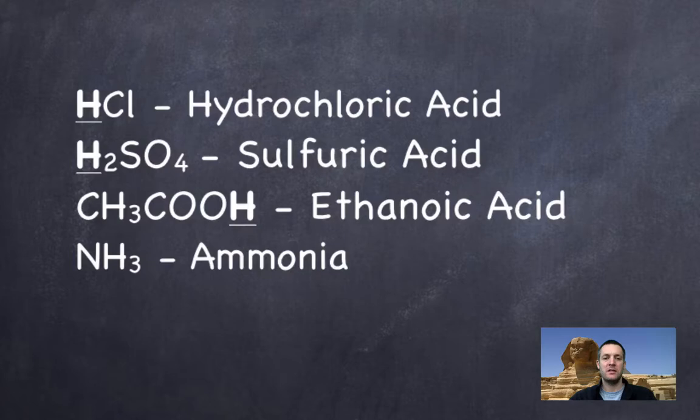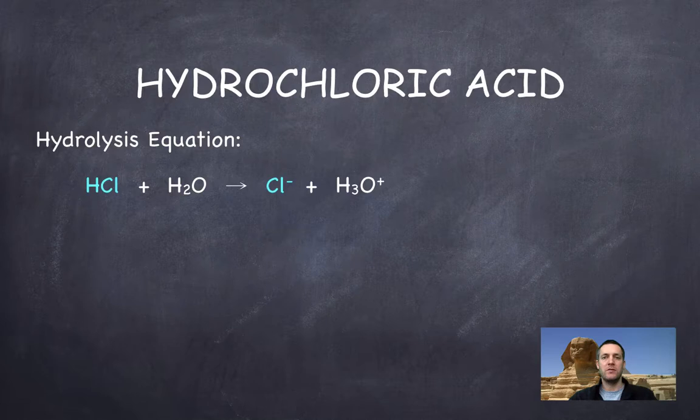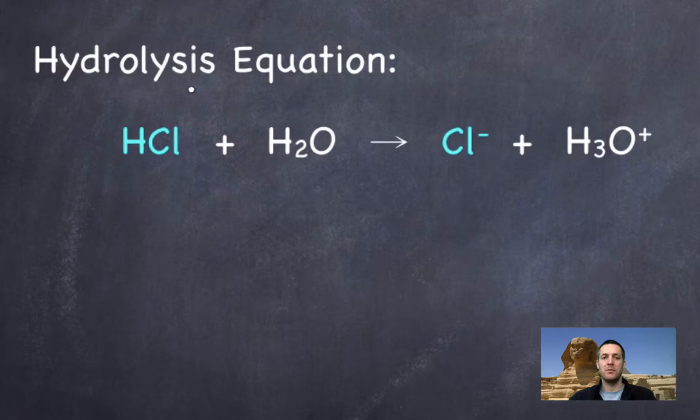Right, so without further ado, let's have a look at what happens when hydrochloric acid is placed in water. It's going to react with water. That's why it's called hydrolysis. This thing is breaking up, lysing, and it's breaking up because of the water molecule. What we can see here is that the HCl is giving an H+ ion away to the water, and in doing so, it's becoming Cl-. It's lost an H+, so it's become more negative than it was before. In the process, water picked up that H+ and became H3O+.